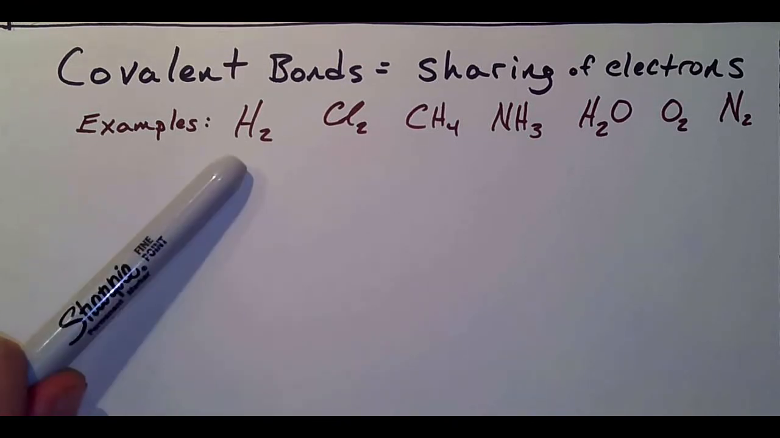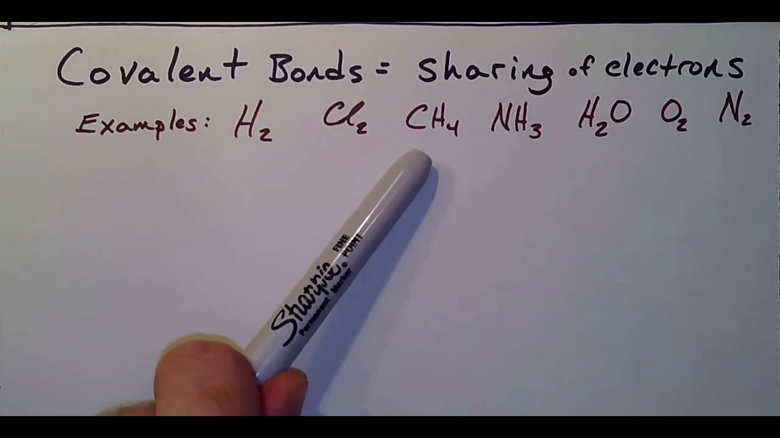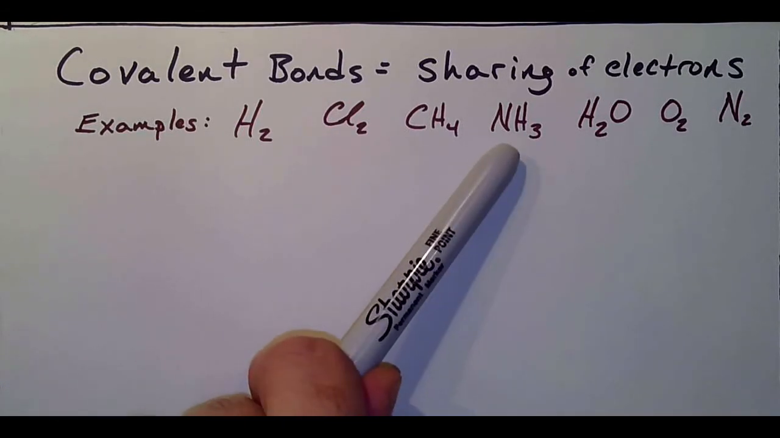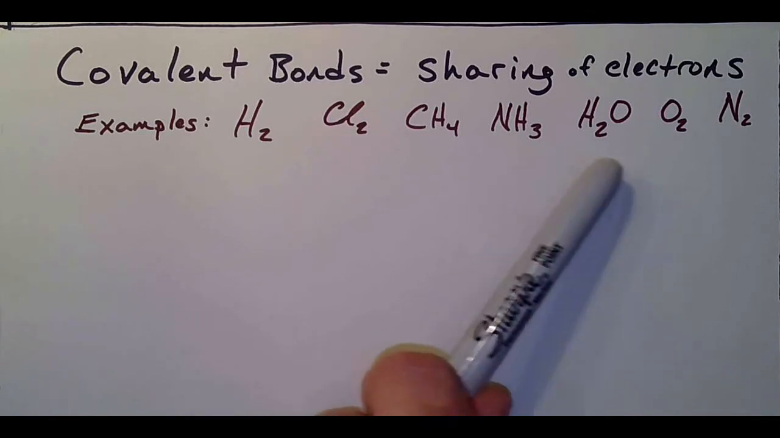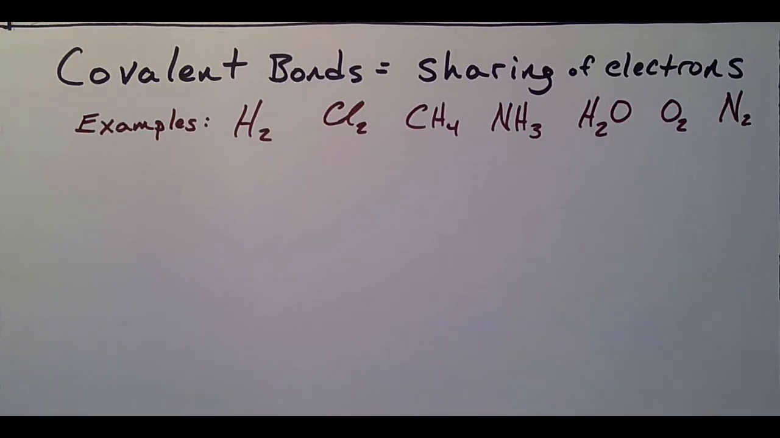We're going to look at examples of hydrogen gas, chlorine gas, methane, ammonium, water, and we've got oxygen gas and nitrogen gas. So let's look at these one at a time.